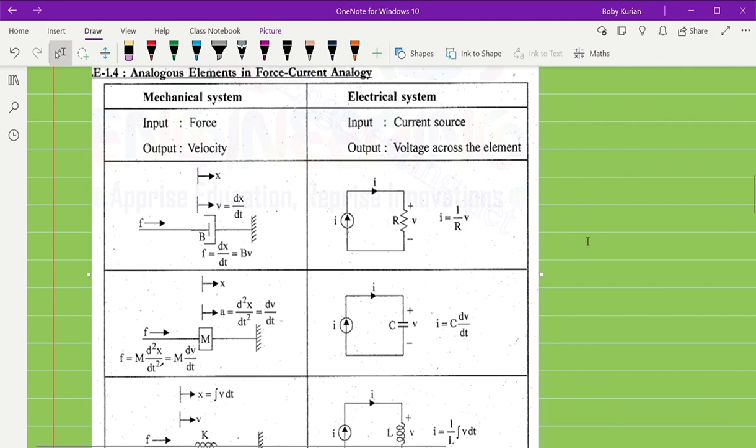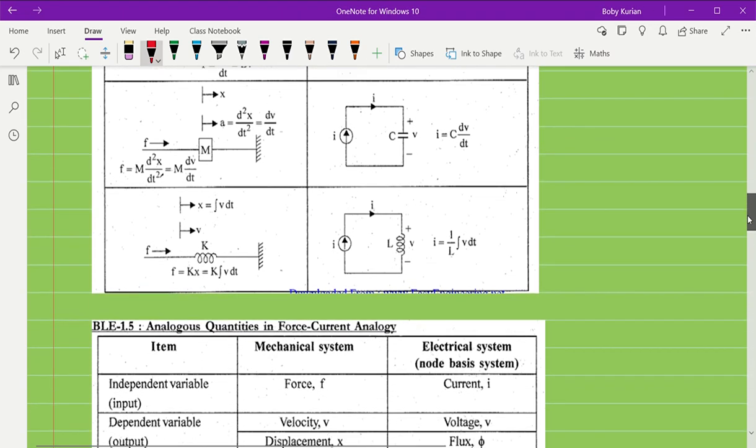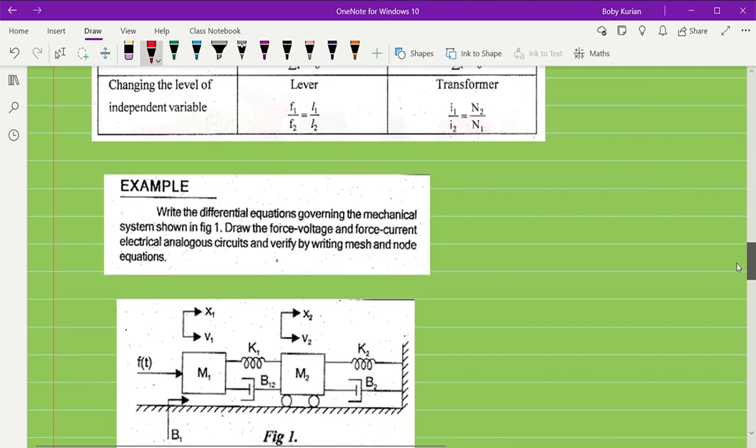Similarly, we can also think about the force-current analogy. Force-current analogy is a little bit different, so we will see it later. And before that, let us see a particular example.